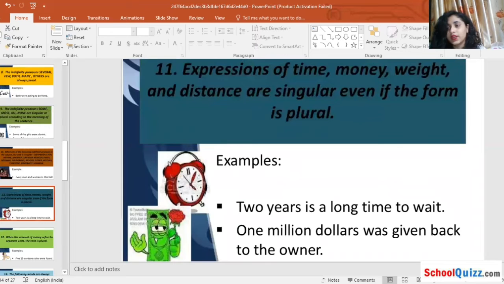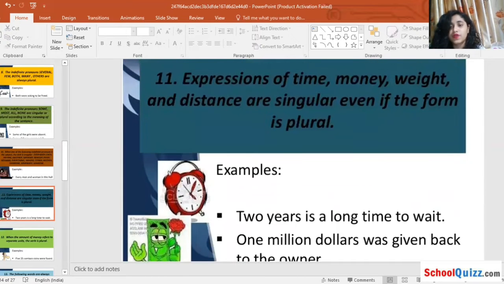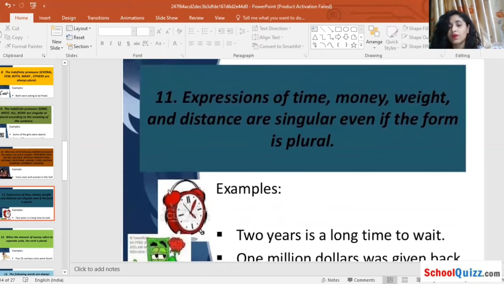Next, what is the rule? Expressions of time, money, weight, distance are singular even if the noun is plural. Even if the form is plural.